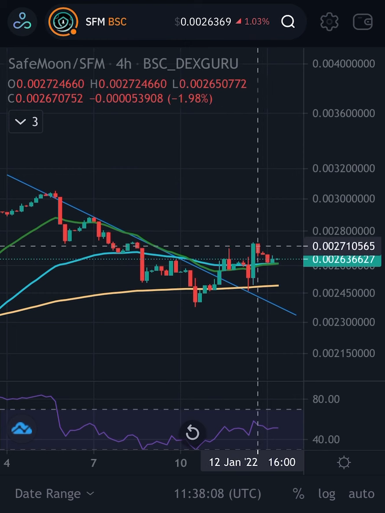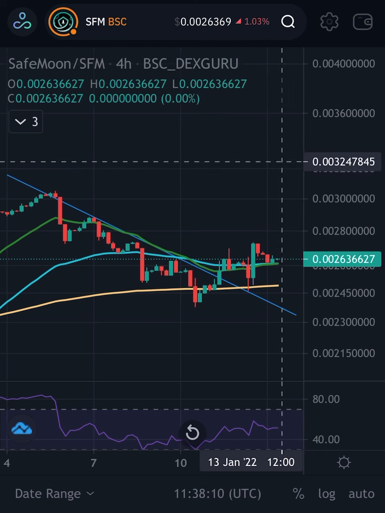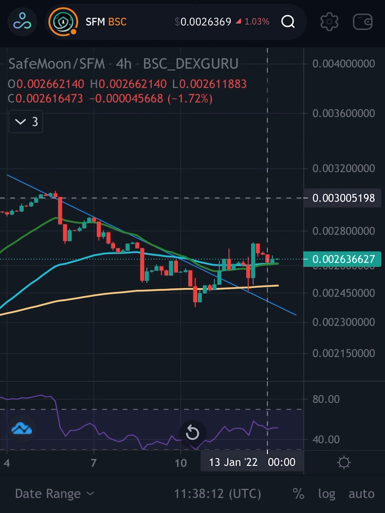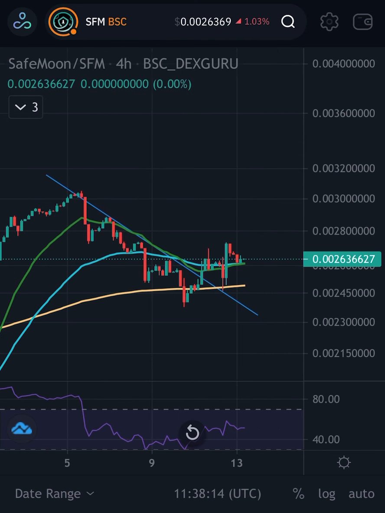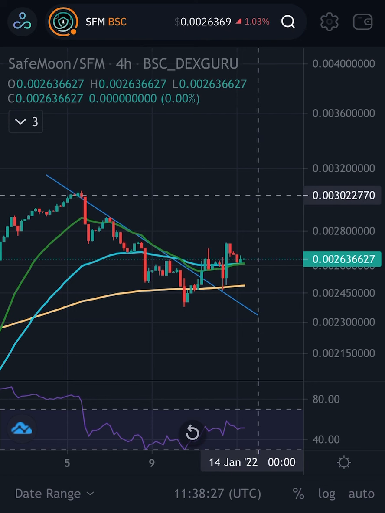Now we're looking forward to making more higher highs on our way back to the 300 level. So what am I saying? I'm saying Safemoon, especially if the market sentiment for the following days and weeks is positive, has the potential to go back and retest the 300 area.